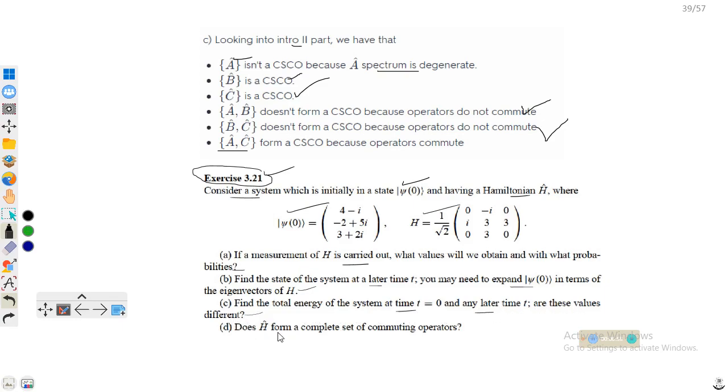Does H form a complete set of commuting operators? If two eigenvalues of H are similar, it means they will not have commuting operators. Let's go to the solutions, starting with the first part.